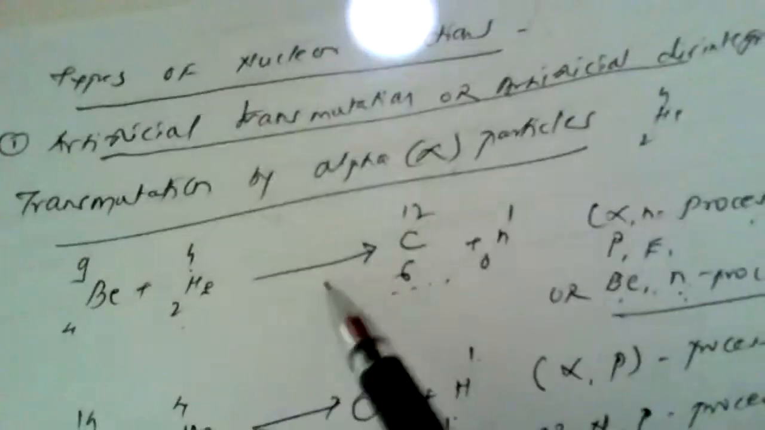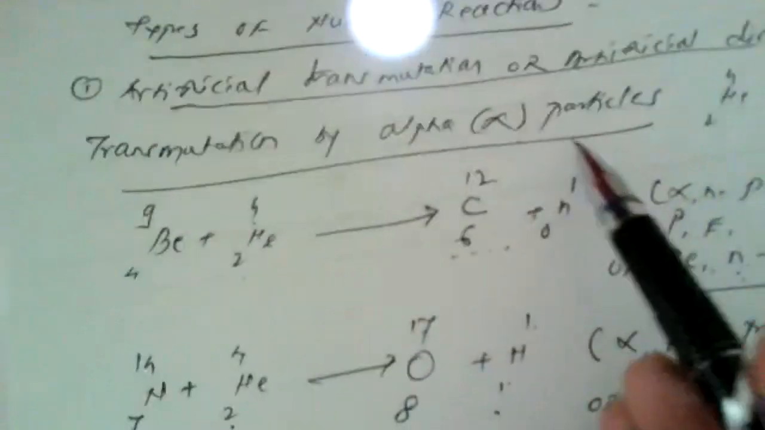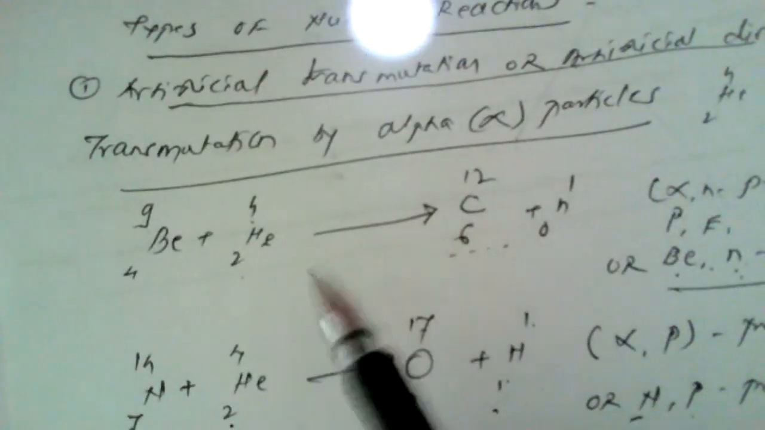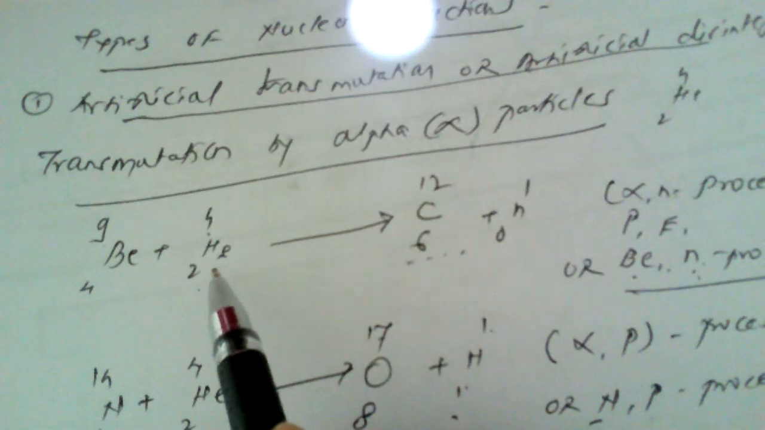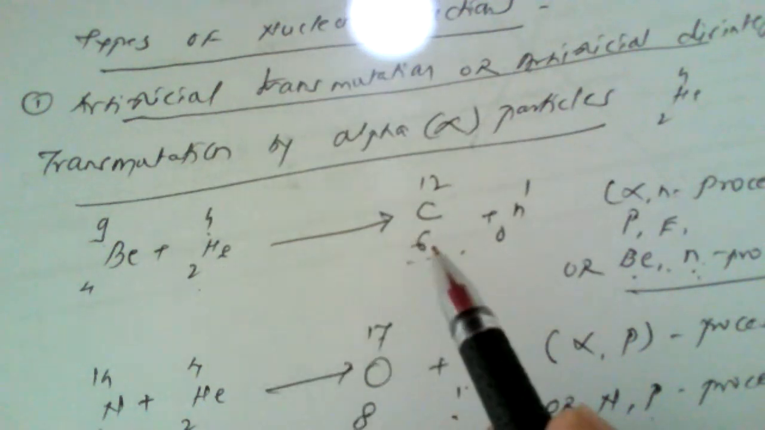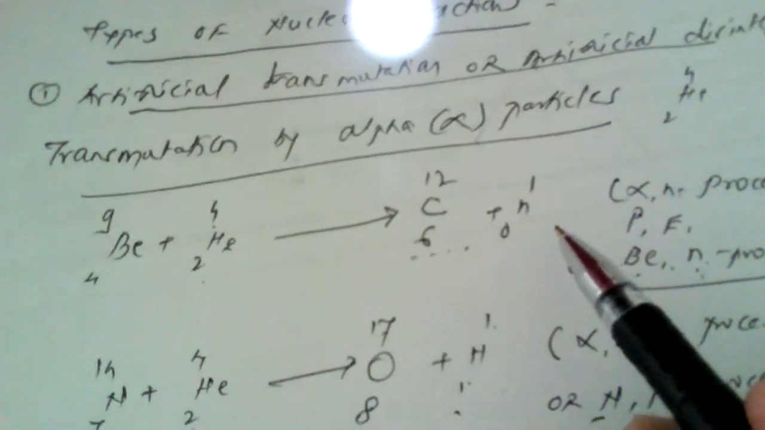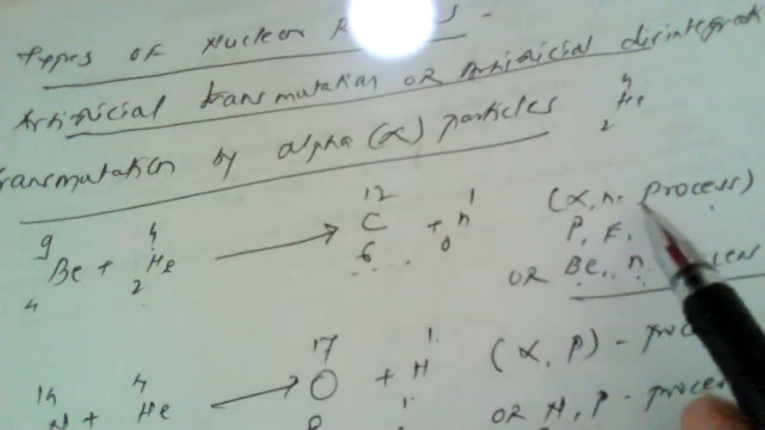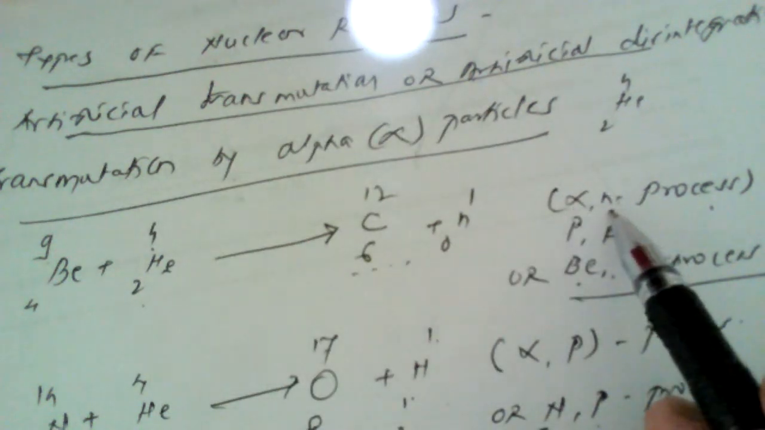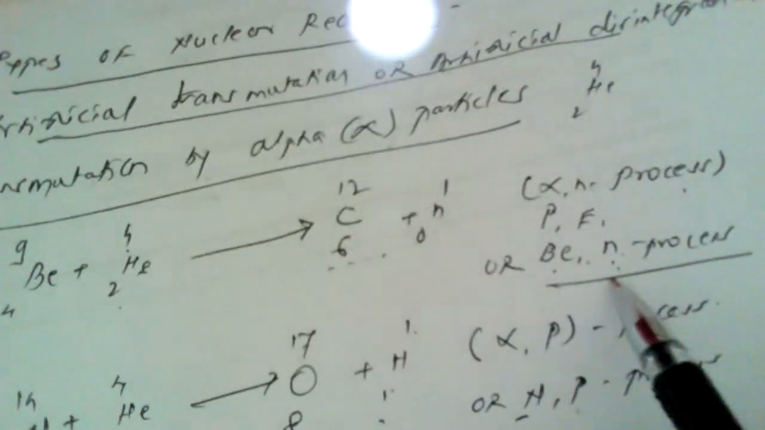This is a reaction that we studied yesterday, a transmutation by alpha particles, where a helium nucleus serves as an alpha particle. Here we have taken the example of beryllium-9 (4Be9), which on bombardment with this alpha particle gives carbon-12 (6C12) with the ejection of a neutron. According to Bethe's notation, this is known as the alpha-N process. Alpha is the projectile, N is the ejectile, or this can also be written as the beryllium-N process.